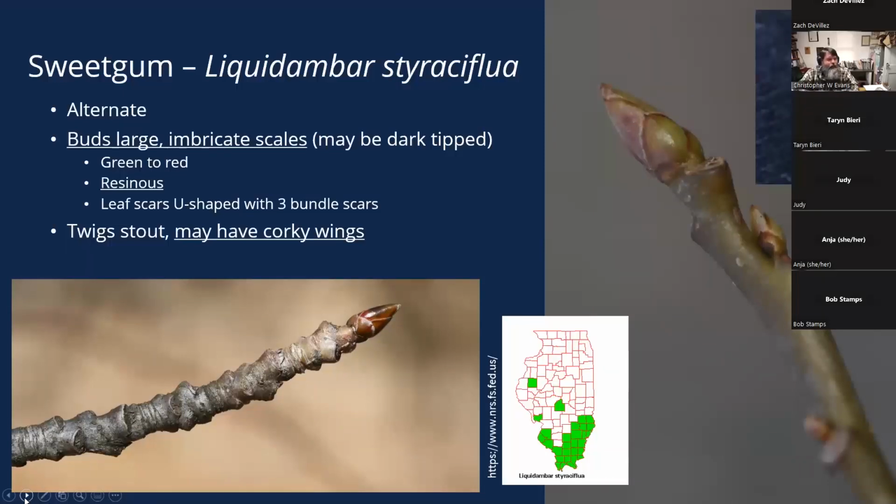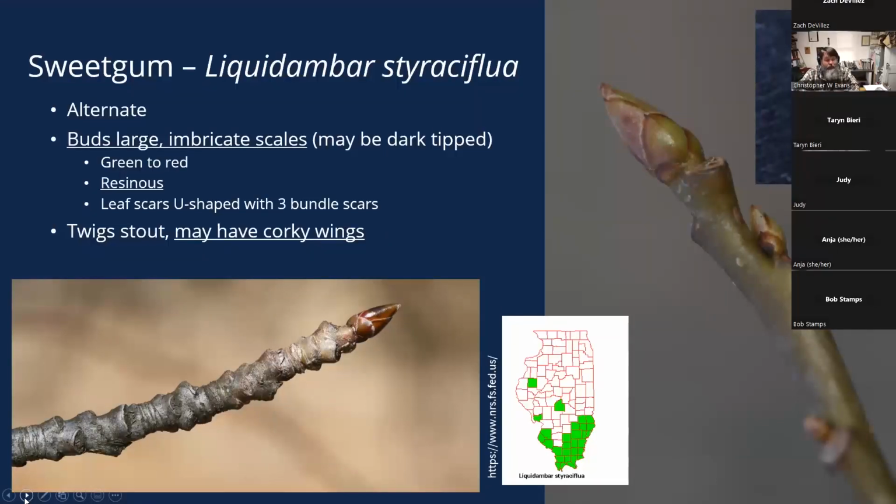And then the leaf scars on the twigs are U-shaped or kind of rounded, and each has three noticeable bundle scars that occur in the middle of the leaf scar, and you can see that on the top right up there.